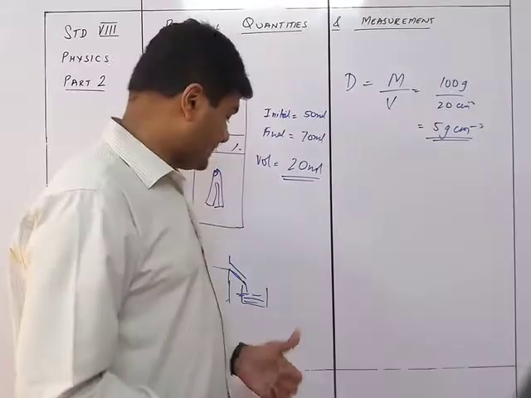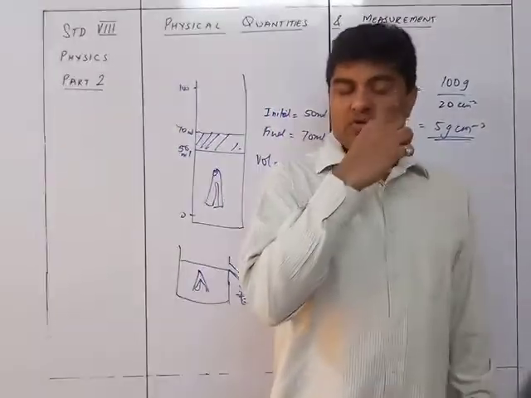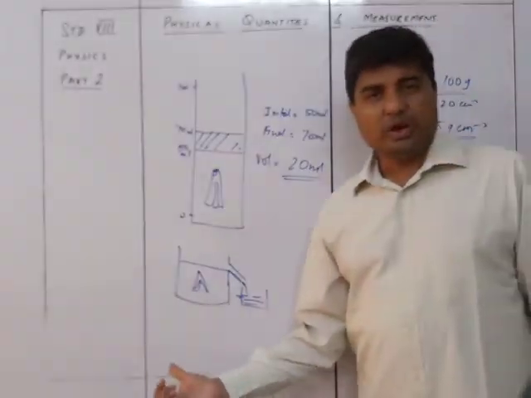Okay, so inside the measuring cylinder there is marking, so from the marking you will come to know what the volume is. So you can come to know that the volume will be 20 ml because 20 ml of water is going to ooze out from the Eureka can.